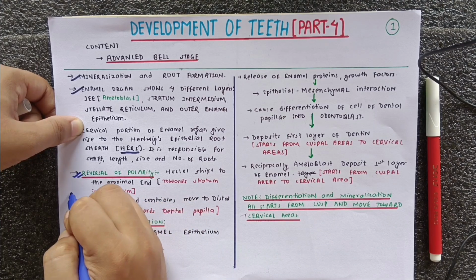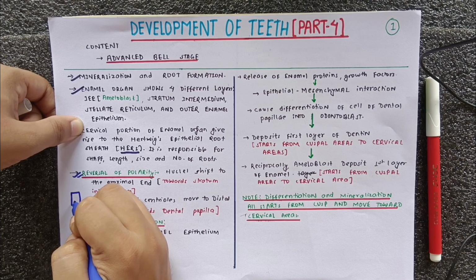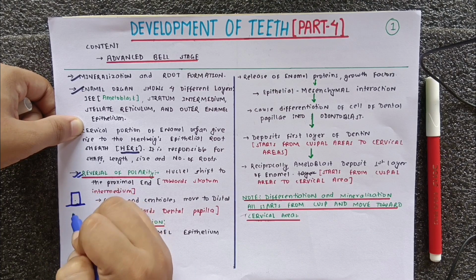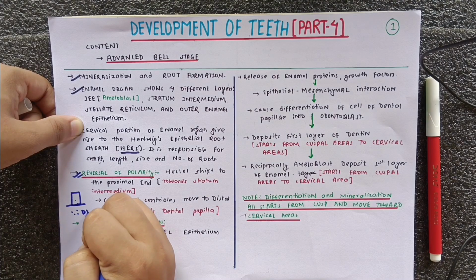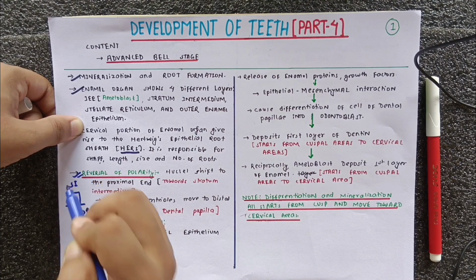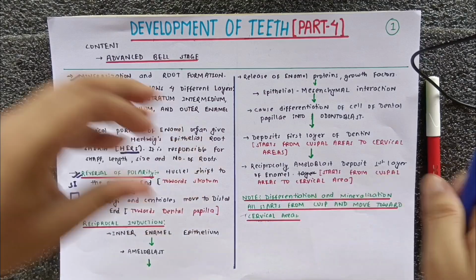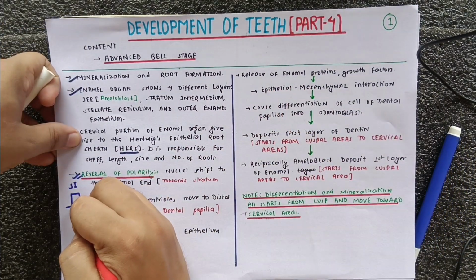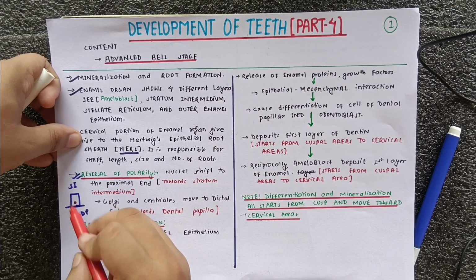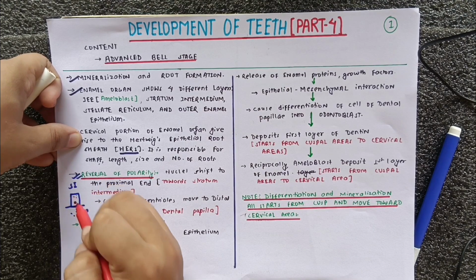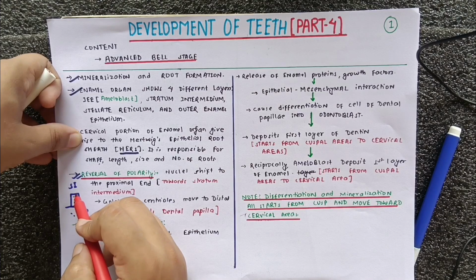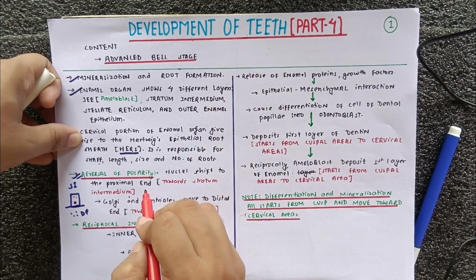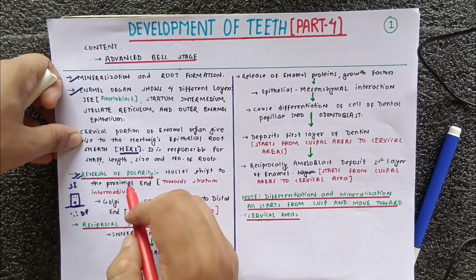So if this is an ameloblast, and this is the basement membrane of the ameloblast, and here is the dental papillae, and here is the stratum intermedium. So first of all, the nucleus is towards the dental papillae side, and the Golgi complex and the centrioles are on the proximal side. Proximal side means towards the stratum intermedium. This is very important to understand. We will discuss this in amelogenesis.